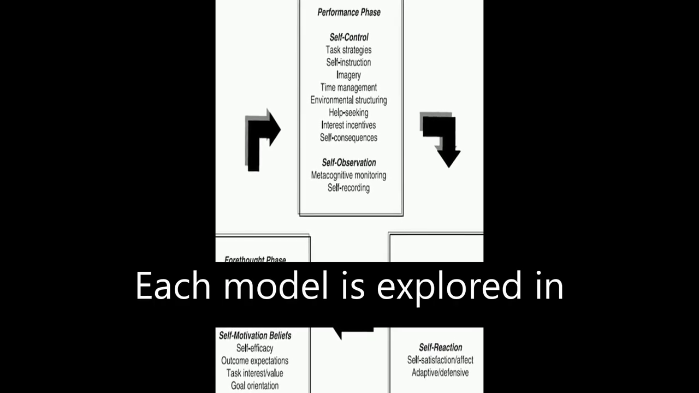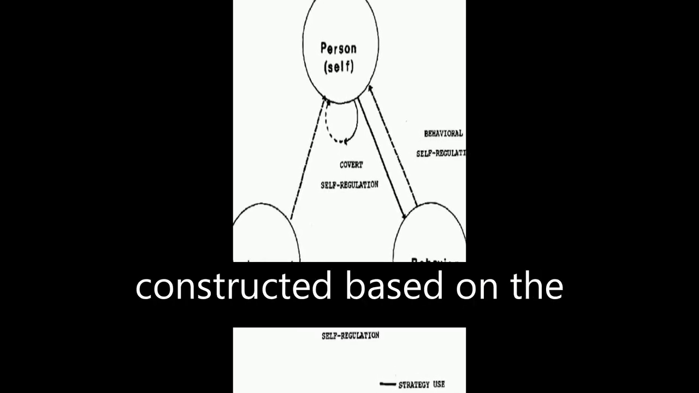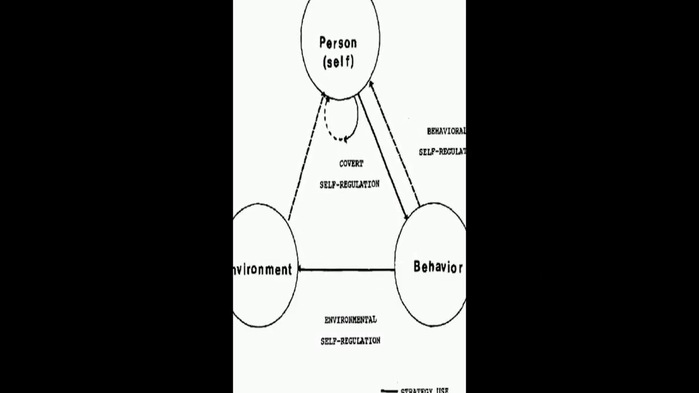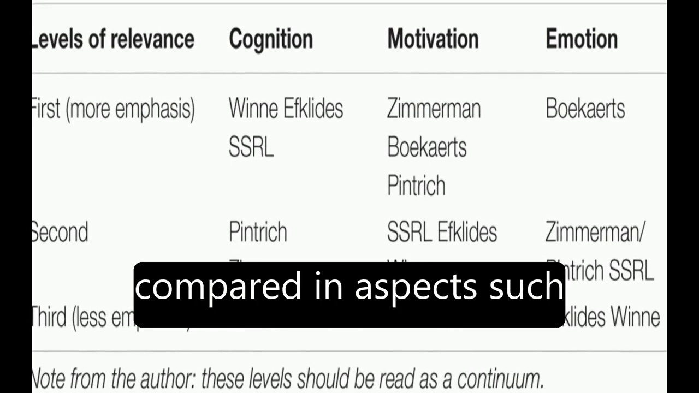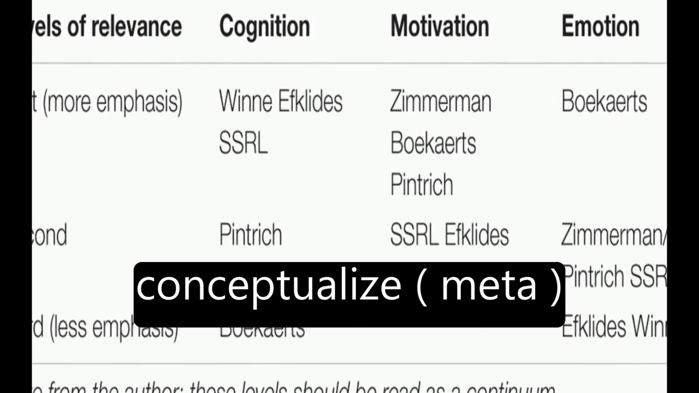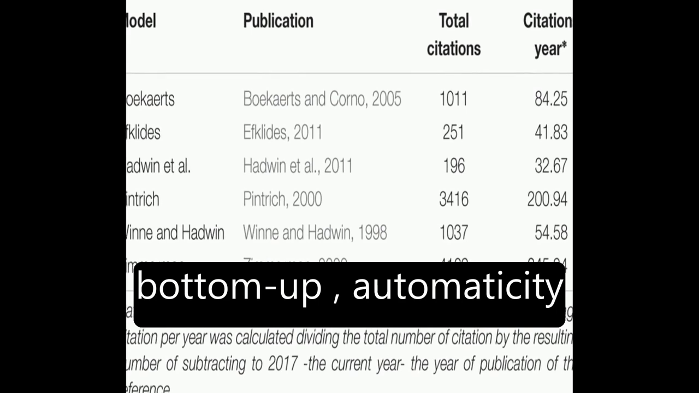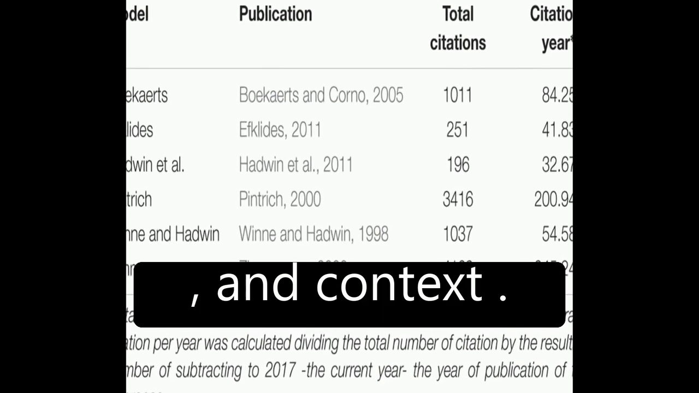Each model is explored in detail, including its history and development, description, empirical support, and instruments constructed based on the model. The models are then compared in aspects such as phases and subprocesses, how they conceptualize metacognition, motivation, and emotion, top-down/bottom-up, automaticity, and context.